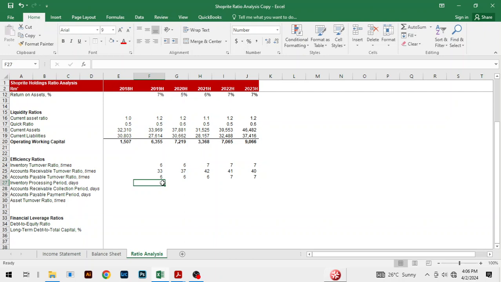Now let's compute the inventory processing period in days. We want to see how many days. Now we got the times, right? So we want to see how many days Shoprite Holdings takes to process its inventory. So there's a simple formula that we can use here, right? We can simply say 365 days divided by, and then we get the days. Okay, oh, okay, this is it, 62.